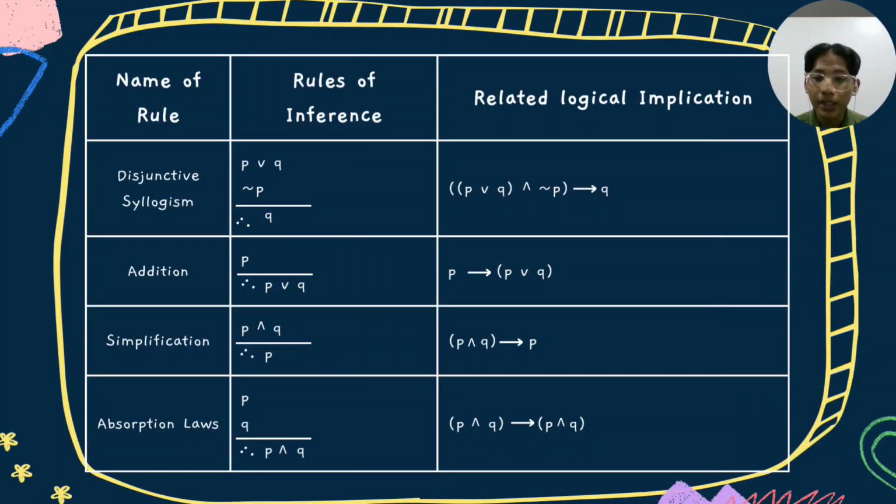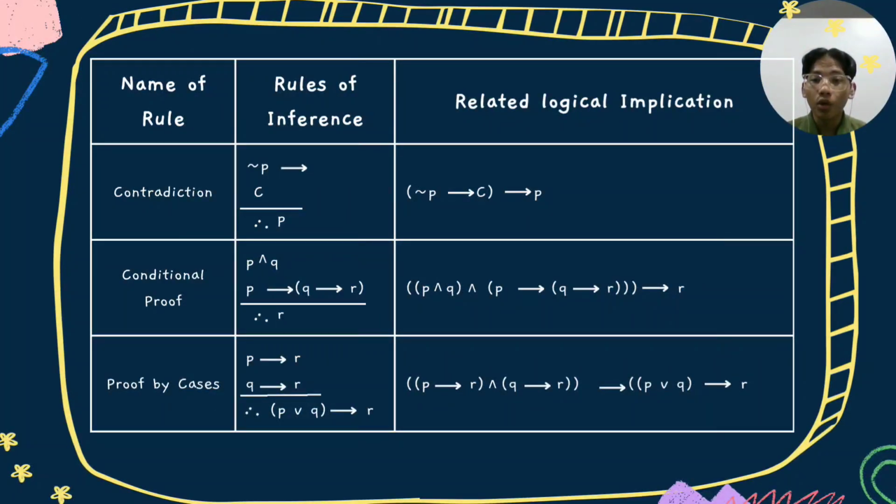Number four, disjunctive syllogism. Rules of inference: P or Q, not P, then the conclusion is Q. Number five, addition. Rules of inference: P, so the conclusion is P or Q. Number six, simplification. Rules of inference: P and Q, the conclusion is P. Number seven, absorption laws. Rules of inference: P, Q, and then the conclusion is P and Q.